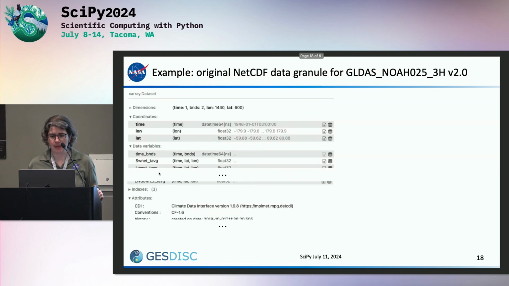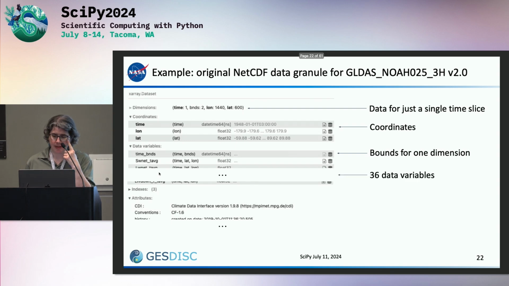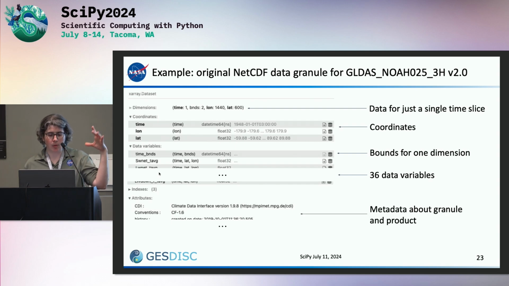Okay. So if I were to open one of these granules in that GeoDAS product, this is kind of what it would look like. You would see that there'd just be one time slice. There'd be some coordinates, which is always good to know where and when the data is. There's bounds for one of these coordinates and not the others. There are 36 data variables in here, so a whole bunch of different kinds of measurements.